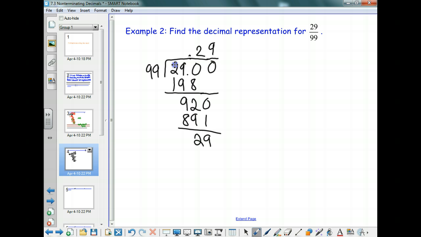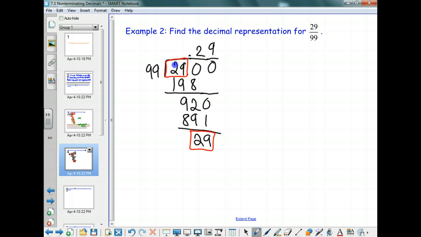We're back to where we started. How do you know? 29 was the same number we started with, isn't it? Okay. So this 29 here and this 29 here match. That's where we started. So we know we're done.